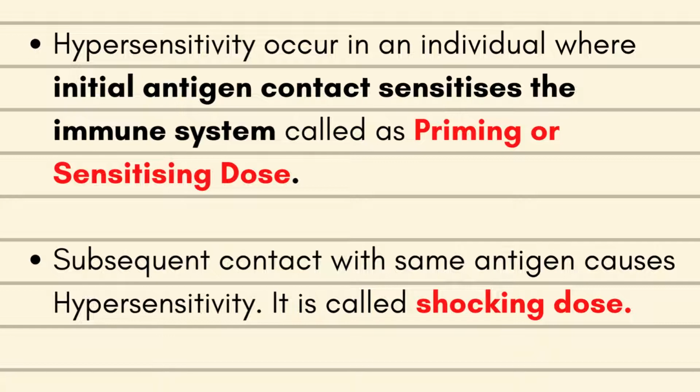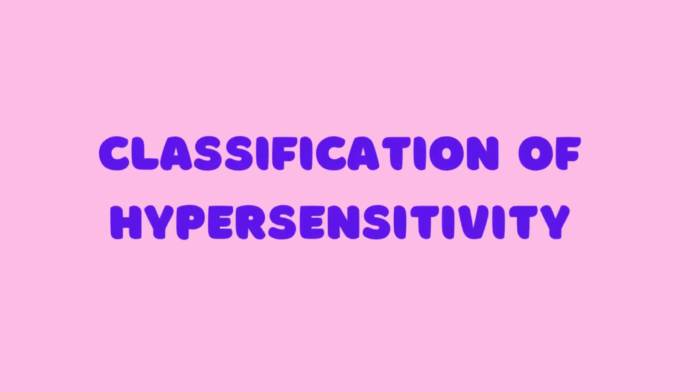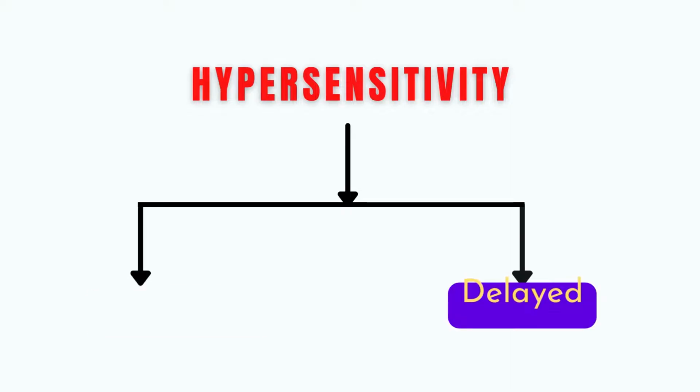So to develop the hypersensitivity reaction, it is necessary to sensitize the individual by the primary dose, that is the priming dose, and then after a subsequent exposure to the same antigen, that will cause the hypersensitivity reaction, that is by the shocking dose. Now let us see the classification of the hypersensitivity reaction.